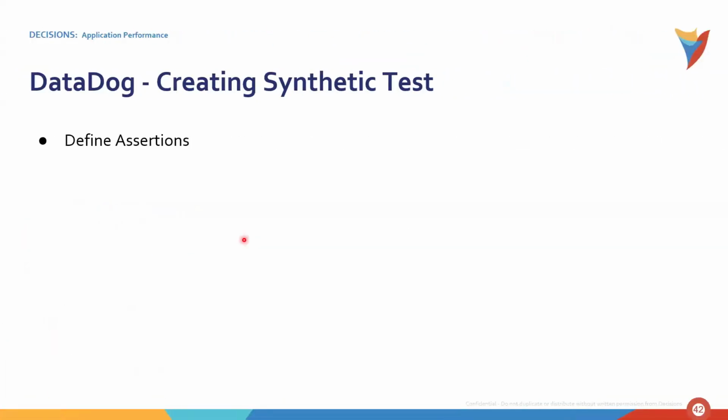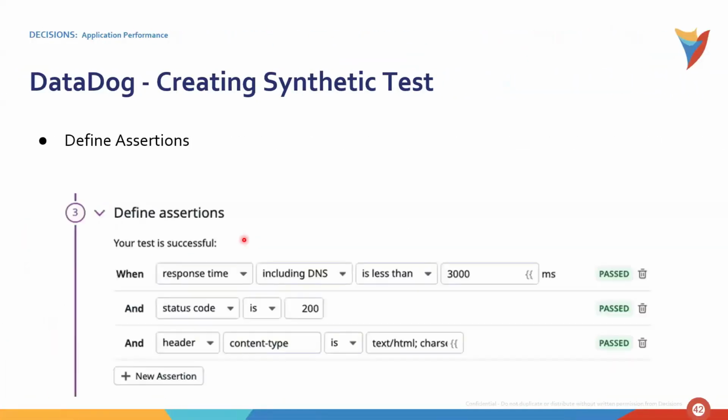Next thing, we define an assertion. When we try to access that URL, on what conditions do we say that the attempt is successful, and in what condition do we say that the attempt failed? So you define multiple assertions.